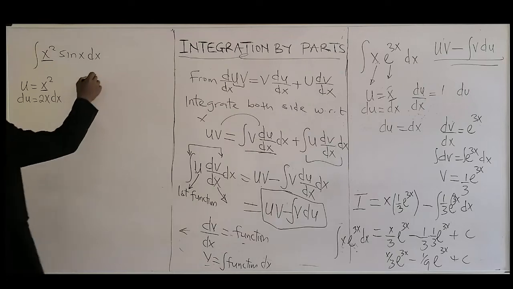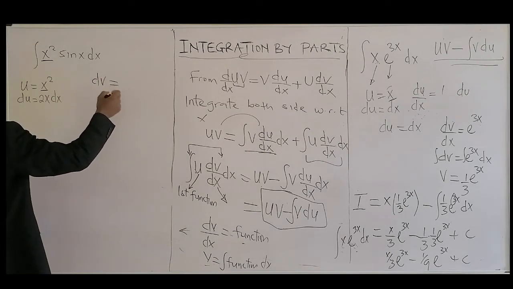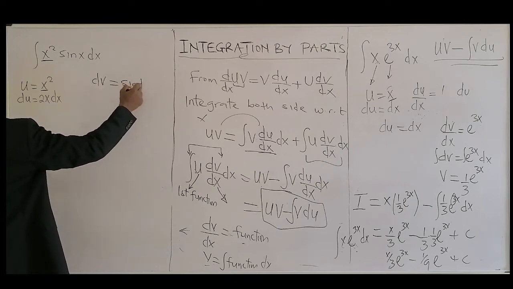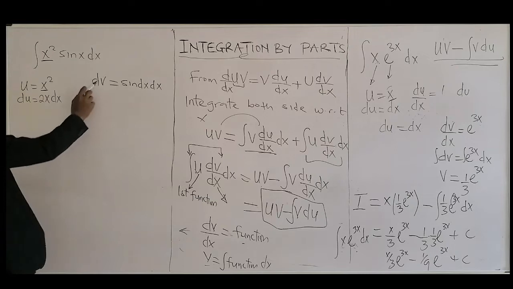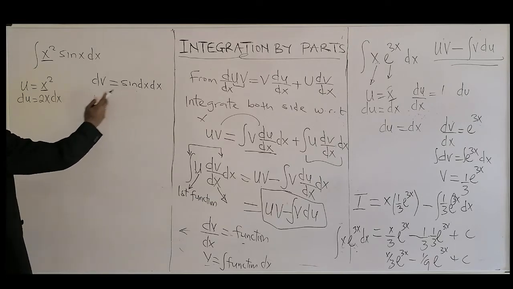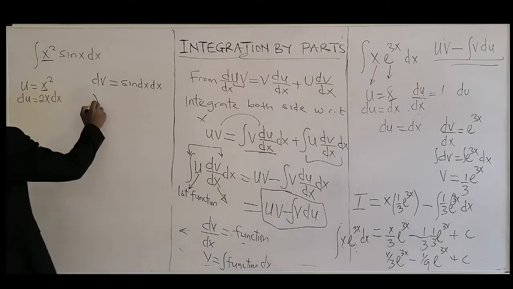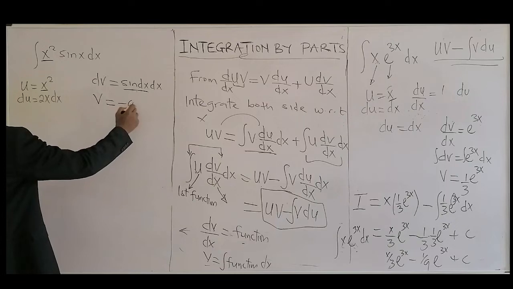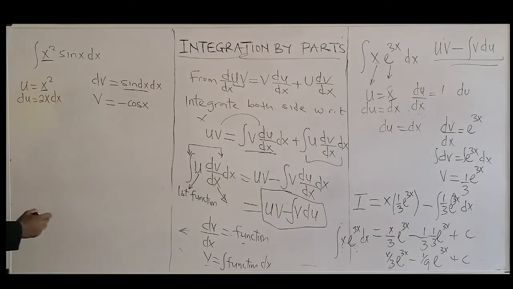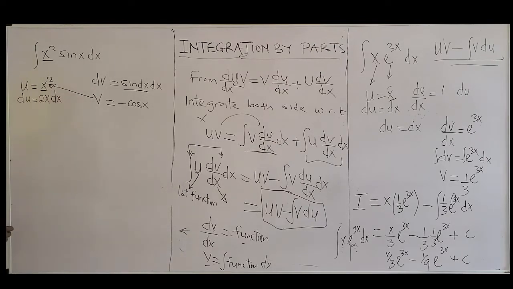So our dv dx is sin x. By the time you multiply, you have dv equal to sin x dx, then you can integrate both sides. So v will be equal to what? The integral of sine is minus cos x. Okay? So it will be uv.